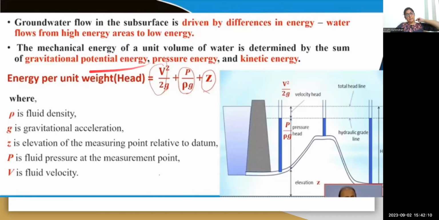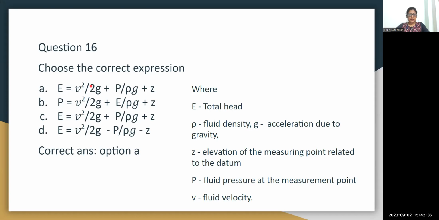Another name for this elevation energy is gravitational potential energy, as a virtue of its position from the datum. Pressure energy is as a result of the pressure at a point of measurement, and velocity head is as a result of the velocity or the movement of the water. So the correct option is option A. E is giving us the total head, V square by 2g is velocity head, P by rho g is pressure head, and Z is elevation head.